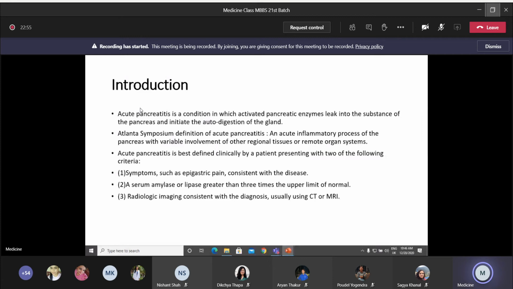The symptoms must be present. Enzymes must be raised 3 times above the upper limit of normal, and that is serum amylase or serum lipase, and especially lipase is much more specific than amylase. And radiological imaging consistent with the diagnosis.